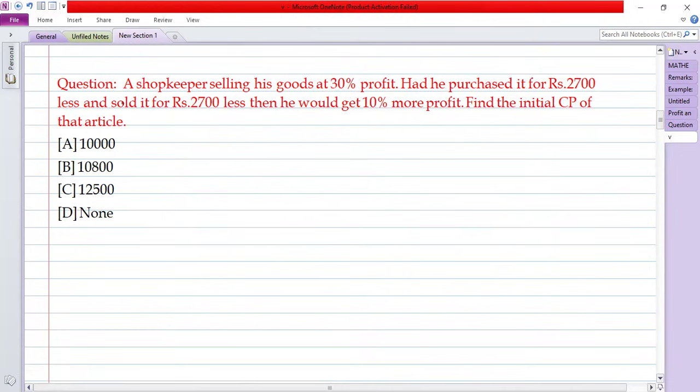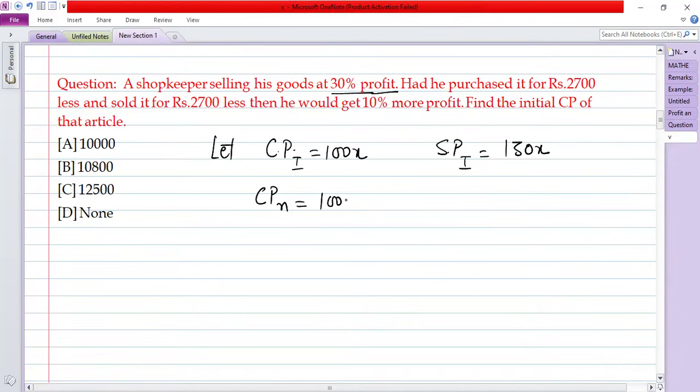So this is one more question on the same type. Let the initial cost price be 100x. Then obviously, what is the initial selling price? It will be 130x, because 30% profit. Now, what will be the new cost price? The new cost price will be 100x minus 2700. Had he purchased it for 2700 less, it means 100x minus 2700.